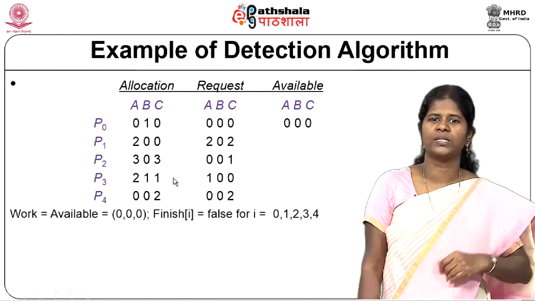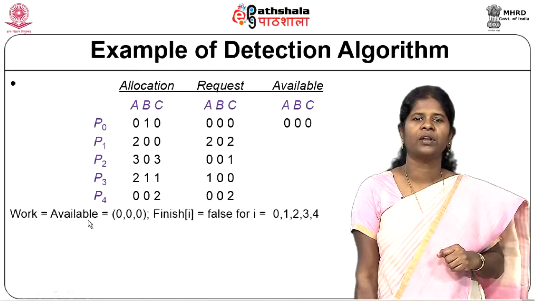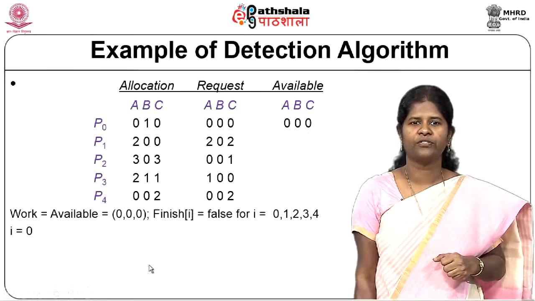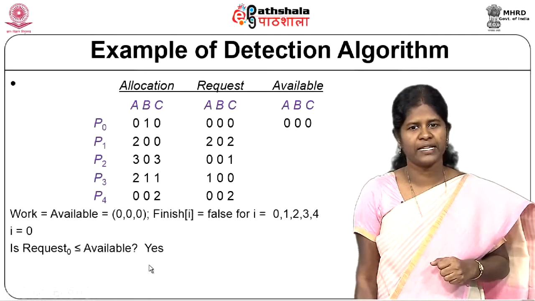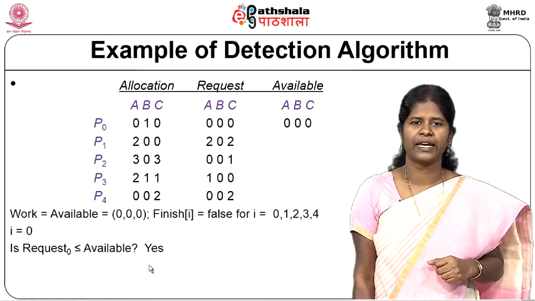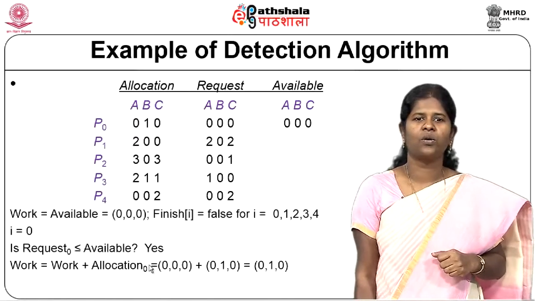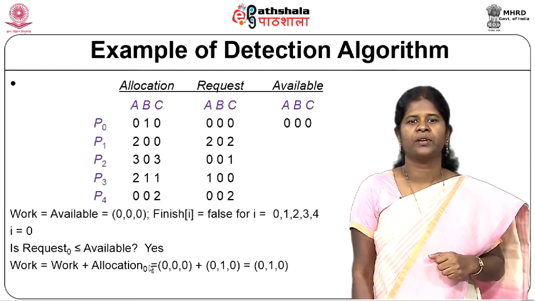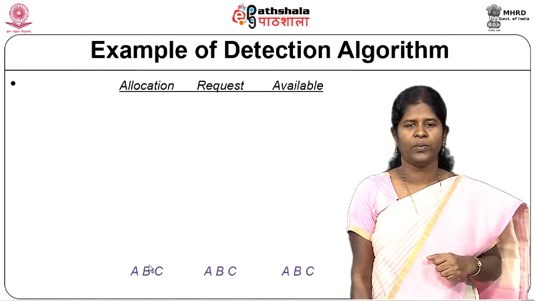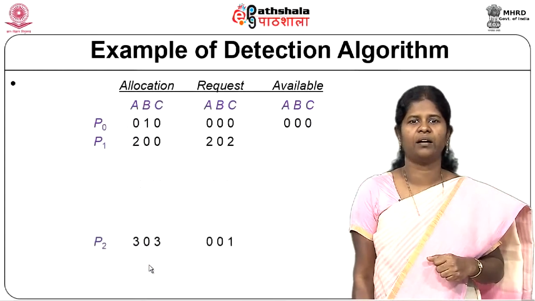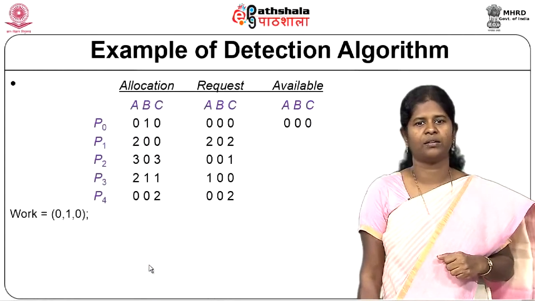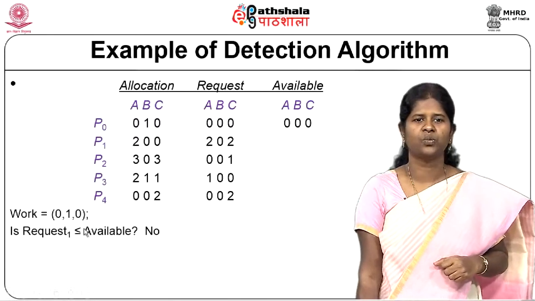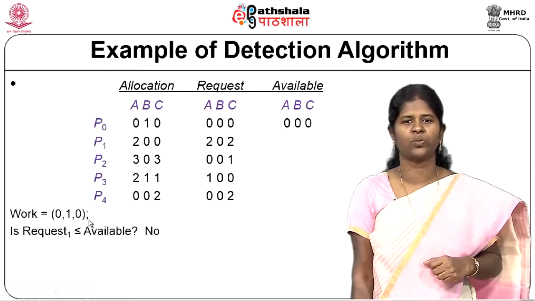Now, we run through this algorithm. We check if request is less than or equal to available for all of the processes. So, first process P0, request 0 is less than or equal to available, fine. Whatever is allocated to P0 will be released. So, work becomes 0 0 0 plus 0 1 0, it becomes 0 1 0. Now, with 0 1 0, we try to find out if we can allocate the request of the other processes. First we check if the request of P1 can be satisfied with this 2 0 2, but that is not less than or equal to what is available.